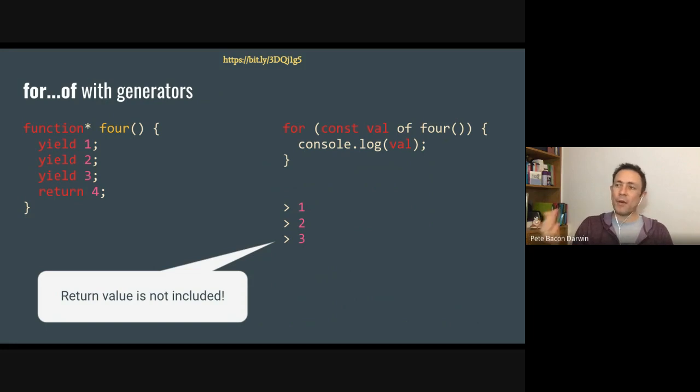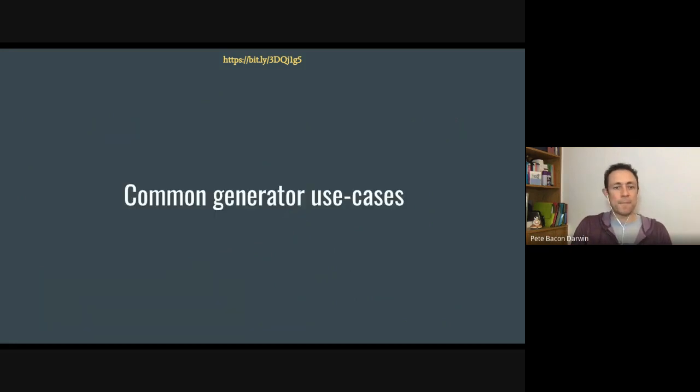And if you remember how we looked at how for-of works with iterables, when it hits a done true, it breaks out and it doesn't execute the body anymore. So anything that's being returned from this generator won't actually be included in a for-of loop. So you just get 1, 2, 3. That's pretty simple, straightforward. It doesn't provide you with much benefit at this stage.